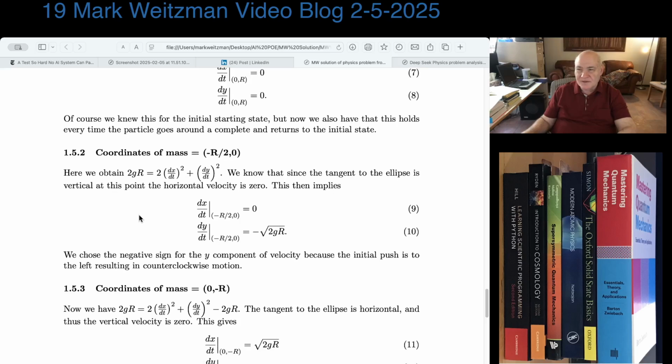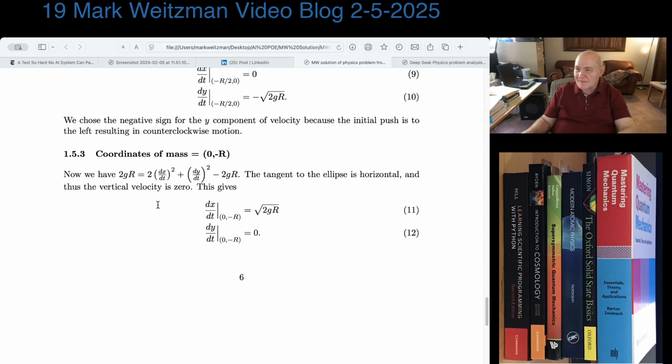Now, when we look at the left minor vertex, there's no potential energy, so we just get this equation. We know that the tangent to the ellipse at the minor vertices is vertical, so the horizontal components are 0. So we have this equation here, dx/dt equals 0 at that point. And then dy/dt has to make up for the 2gr, and it's minus the square root of 2gr because it's going down.